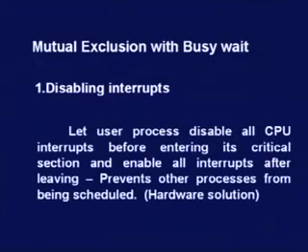So, let the user process disable all CPU interrupts before entering its critical section, and once it is done with the critical section, it can enable all the interrupts after leaving. This prevents the other processes from being scheduled, and once they are not scheduled, they cannot enter their critical section. So, only one process is in its critical section at the same time.